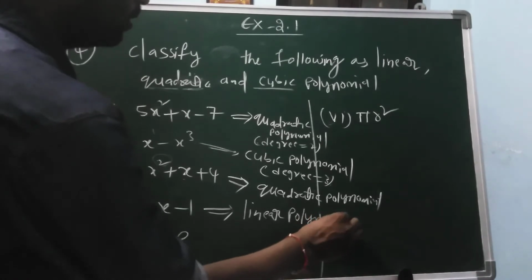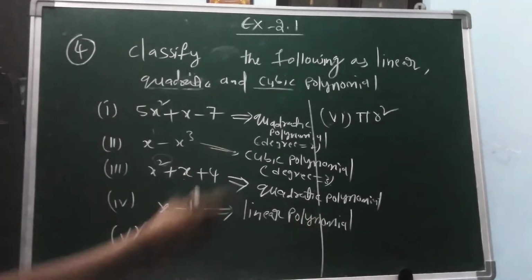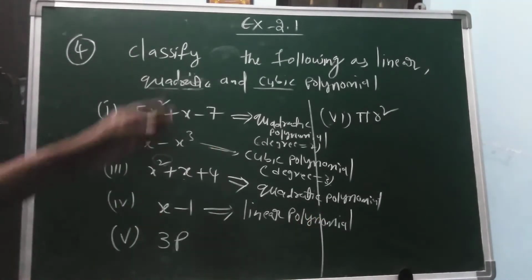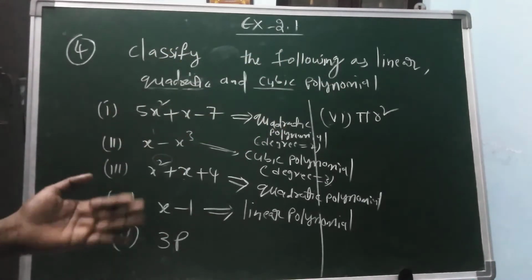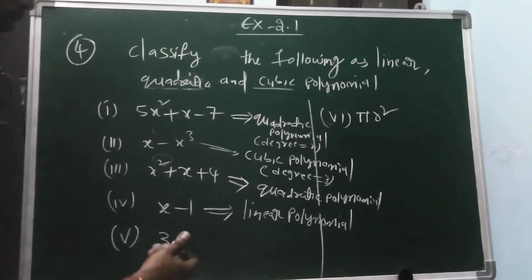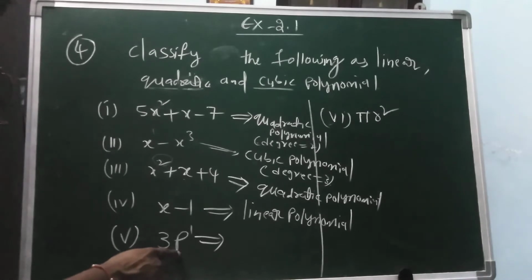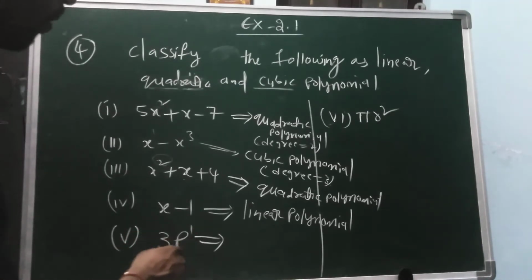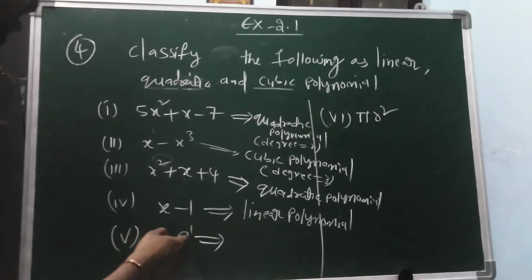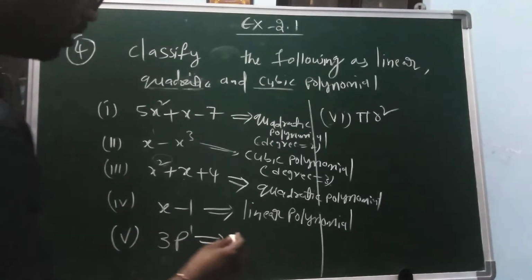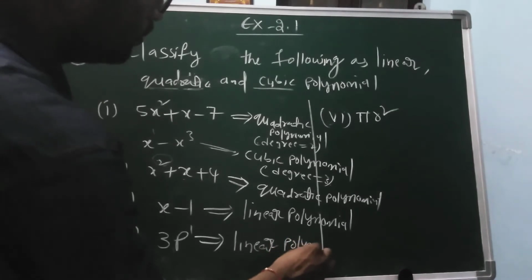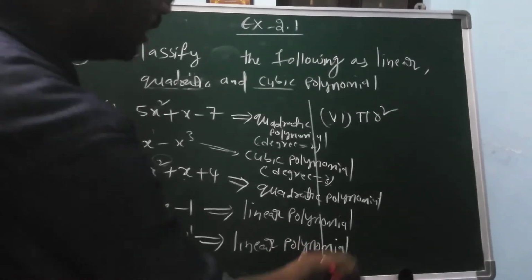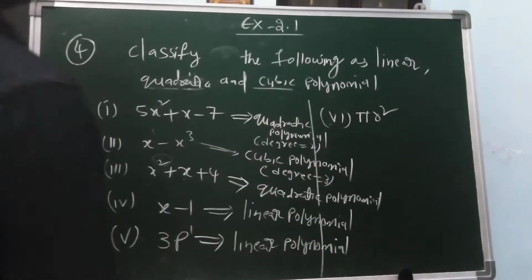You know very well. I already explained in the previous class what is meant by a linear polynomial, a quadratic polynomial and a cubic polynomial. Coming to here, 3p is given. Here p is the variable, and the highest power of the variable in the polynomial is 1. That means it is a linear polynomial. Simply write down linear polynomial.